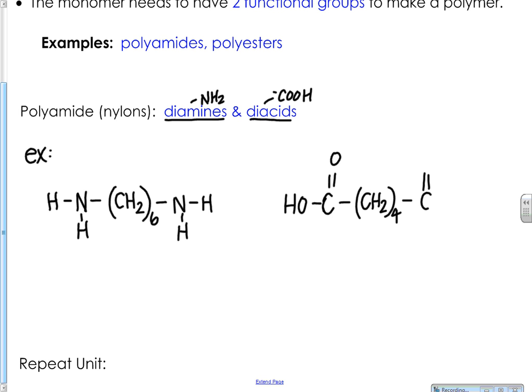Now, what will happen when these two things react is that the functional groups will attract to each other. And if you notice, on one of them you have an OH, and on the other you have an H. They will bond, and this water molecule can be formed and leave.